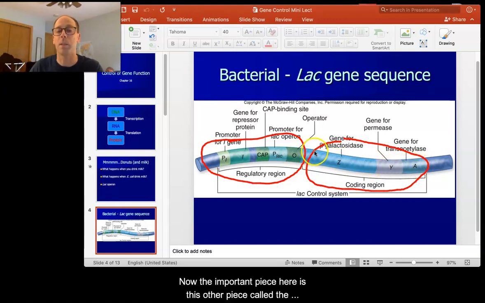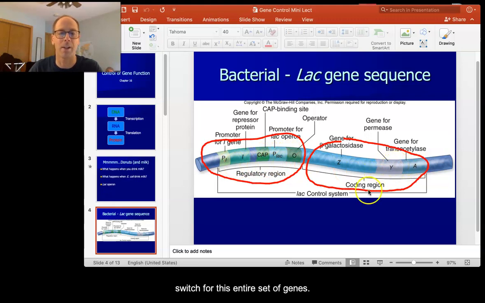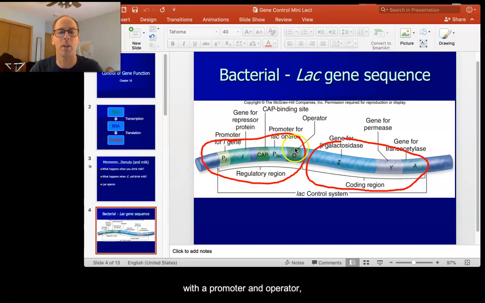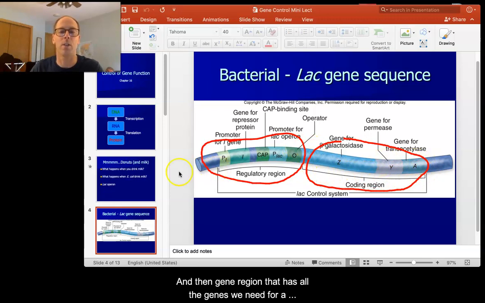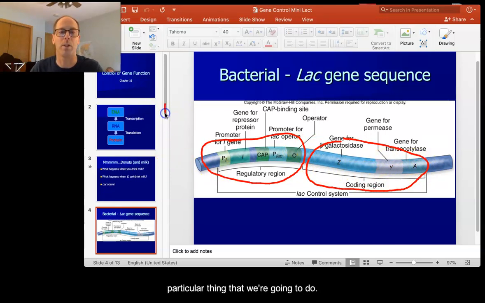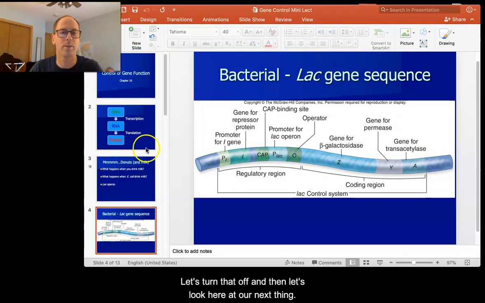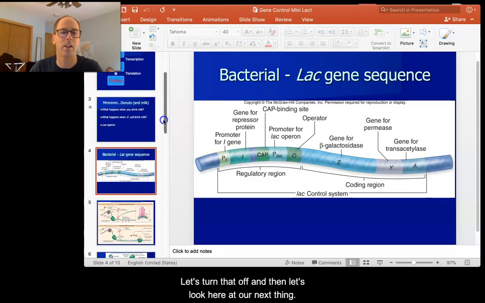Now the important piece here is this other piece called the operator, because the operator is going to be the on-off switch for this entire set of genes. So an operon is basically a control region with a promoter and an operator, and then a gene region that has all the genes we need for a particular thing that we're going to do. So let's turn that off, and then let's look here at our next thing.